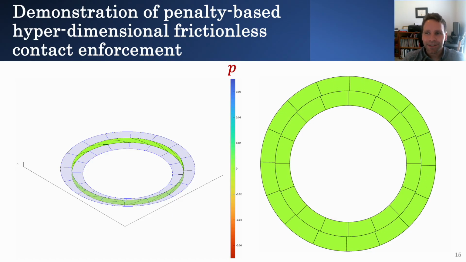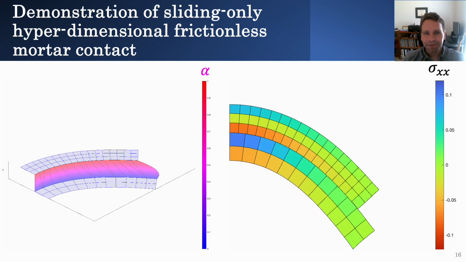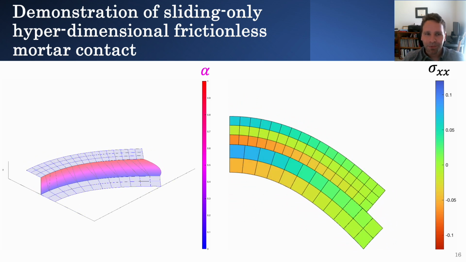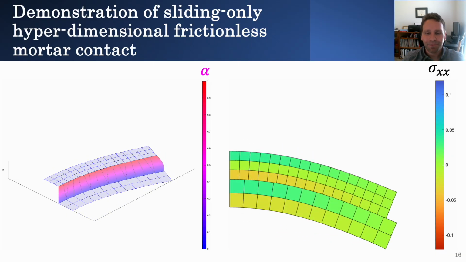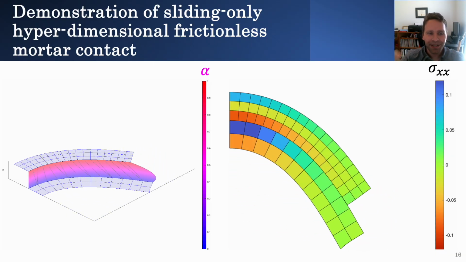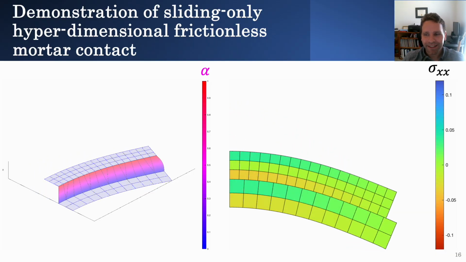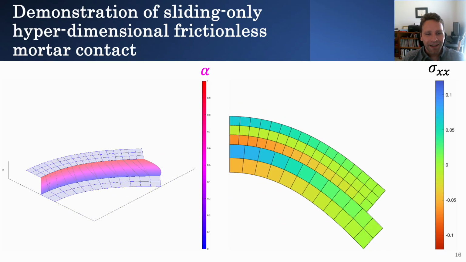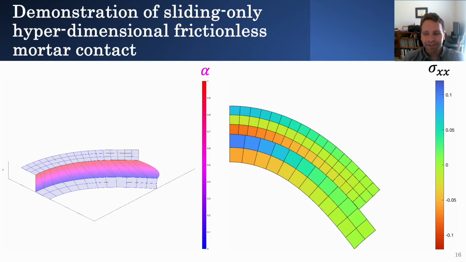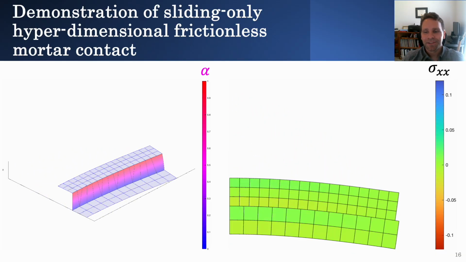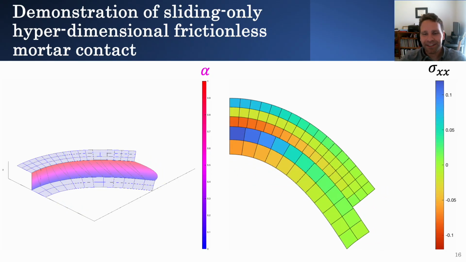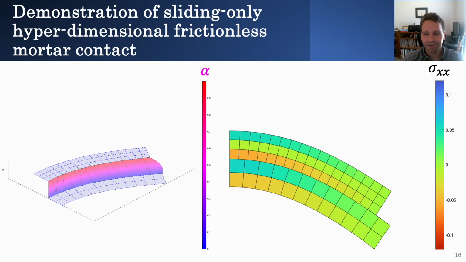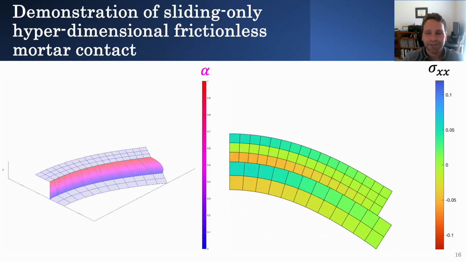So all of this, in the previous example and this example, I'm demonstrating the use of a penalty-based enforcement of the contact constraints. In this example, I'm demonstrating the use of a mortar approach with a sliding-only enforcement. So I'm disallowing separation, but I'm allowing tangential sliding. And you can see how this would appear if I were to allow those two beams to slide past each other along this intermediate interface as they deform in a non-uniform way.